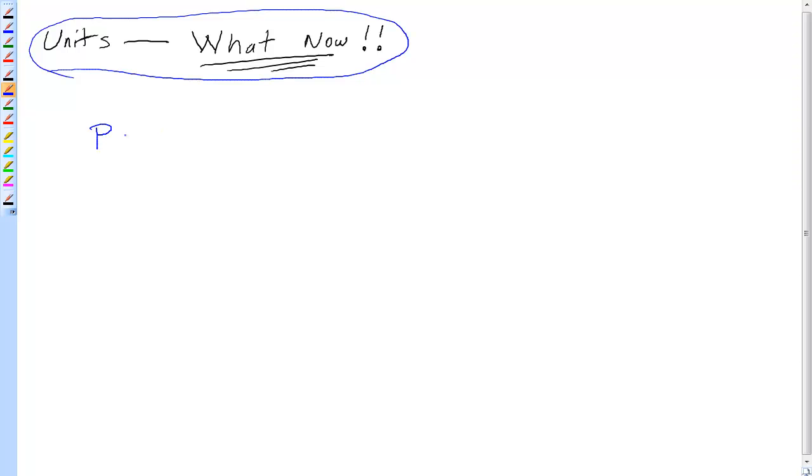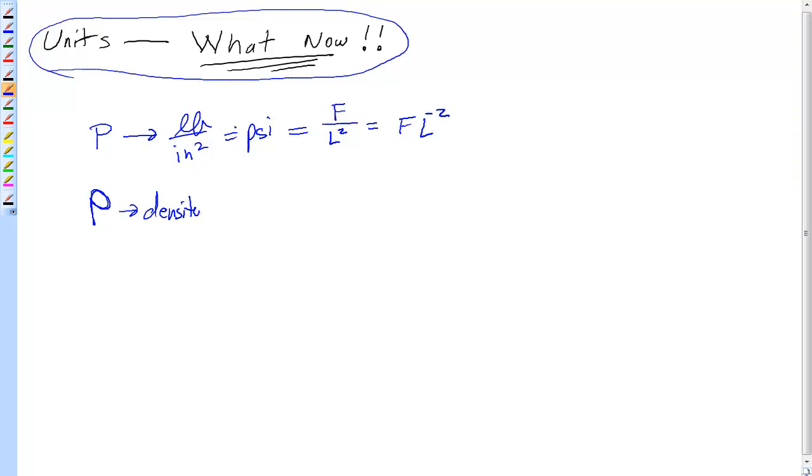Let's say, for example, you're looking at pressure. You've always known that this is pounds per square inch, or psi, or a force over a length squared, or a force L to the minus 2. Now, in the lecture soon, we're going to talk about density. This is just a mass per unit volume, which is nothing more than a mass per length to the third.